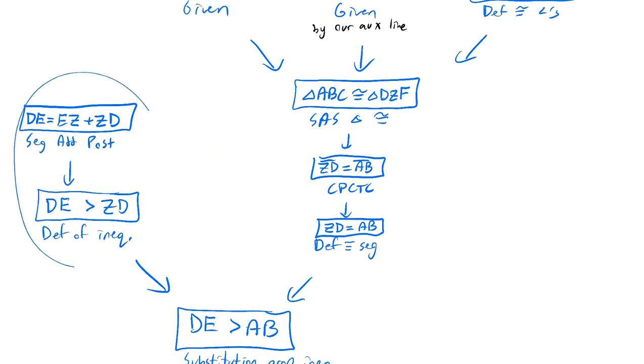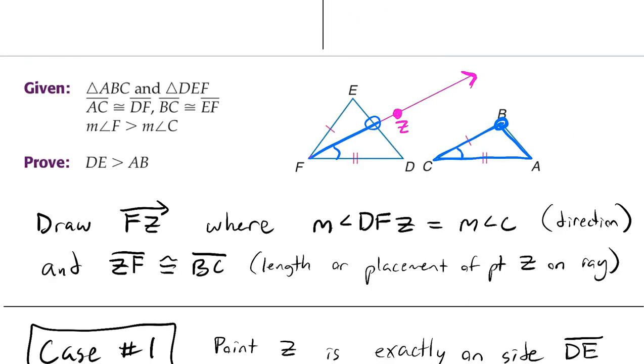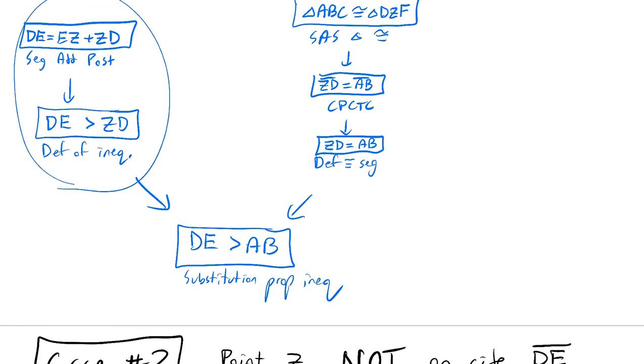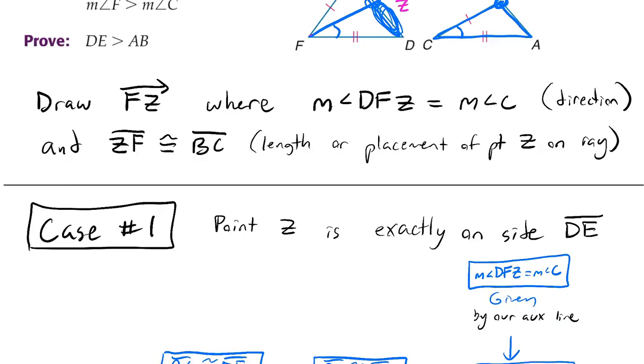And then we just go, oh, segment addition postulate. If Z is on DE, that means piece plus piece equals whole. And so that means the whole thing, by definition of inequality, is bigger than the piece, right? Because if you have DE and it's equal to two things added together, then ZD plus something, a positive side length, means that ZD originally was smaller. We had to add something to get to it. And then you just substitute the equal value in. And so we got what we wanted. DE is bigger than AB. So that was the easy case.